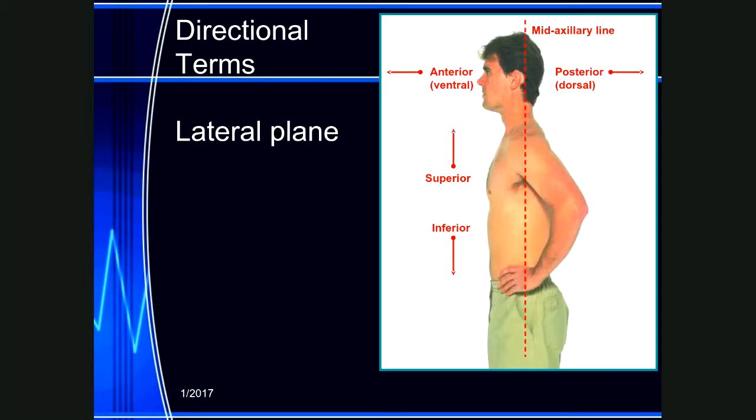Some other directional terms we have on the lateral plane is the mid-axillary line, extending vertically from the mid-armpit, which is known as the axillary region, all the way down through the ankle. Mid-axillary line, once again, we can use that to split the front from the back. The term anterior, meaning front, posterior, back. You can use the term ventral for the anterior portion.